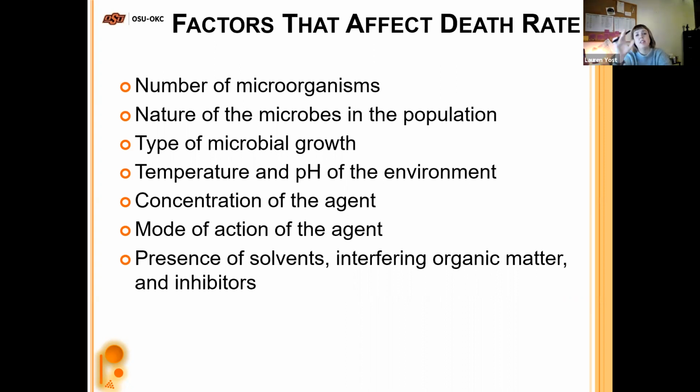The factors that affect the death rate of an organism: the number of microorganisms in a sample. If it's highly overgrown, it's going to take a lot more to kill them all off. The nature of the microbes in the population, the type of the microbial growth that's going on. Is it biofilm, stuff like that? Is it bacterial, even? Temperature and pH of the surrounding environment, concentration of the agent and how that could affect or interact with other things in the environment, mode of action of the agent, and any inhibitors or anything like that.